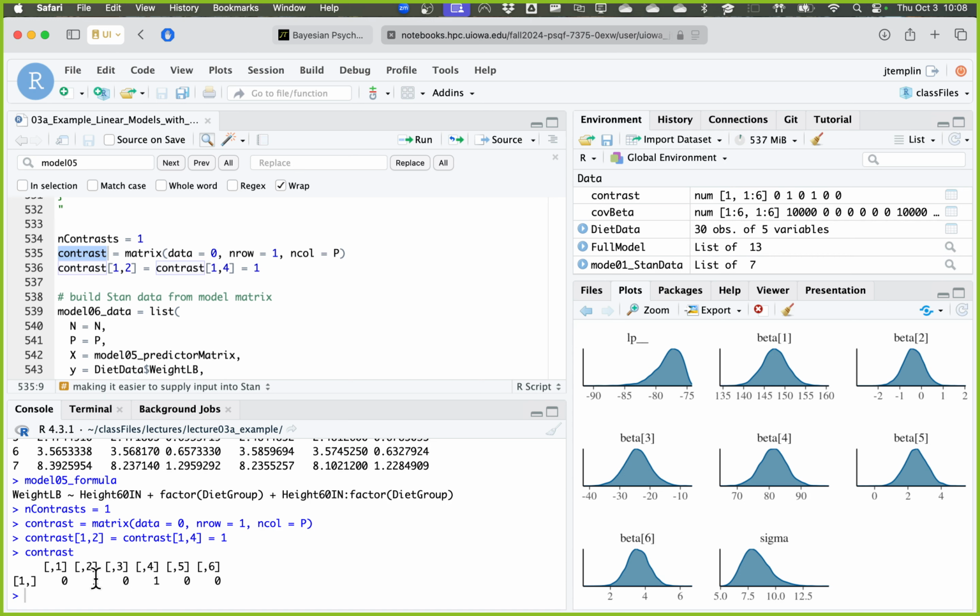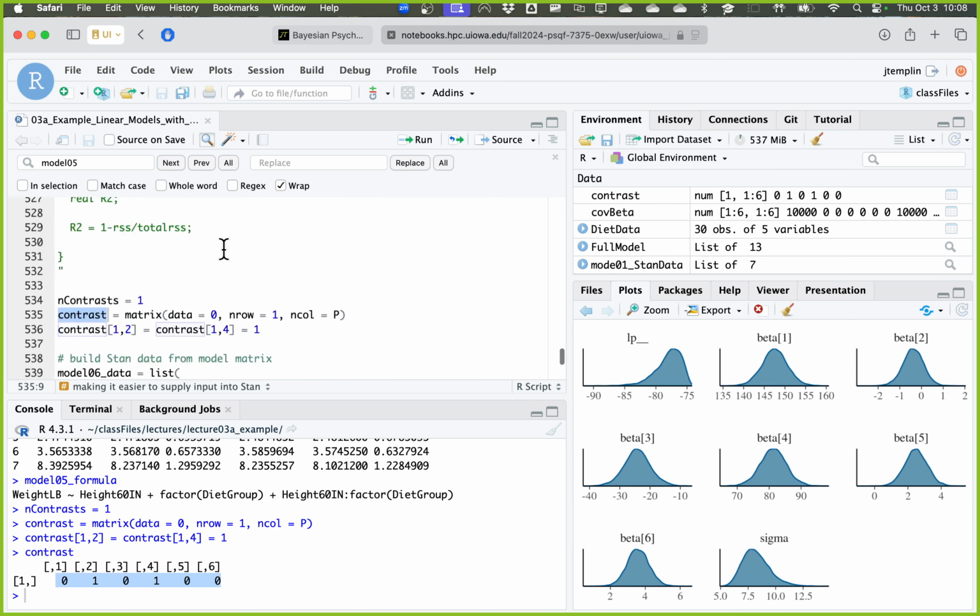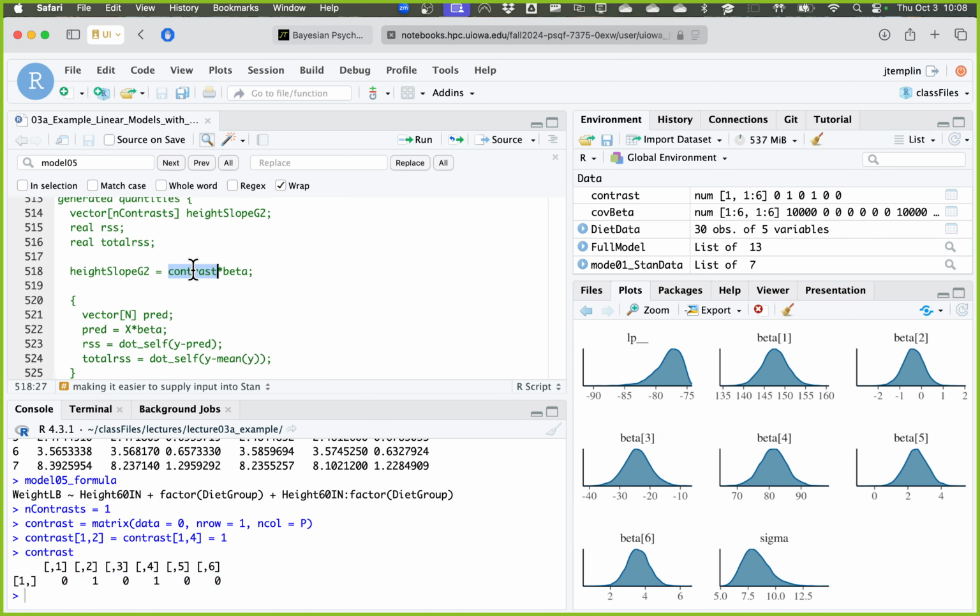And what we know is that in our model, the height slope is in the second position, so we put a 1 there. And the height by group 2 interaction term is in the fourth position, so we put a 1 there. And we put zeros elsewhere. So what this code in Stan does, we have contrast times beta. Each of these is a vector.